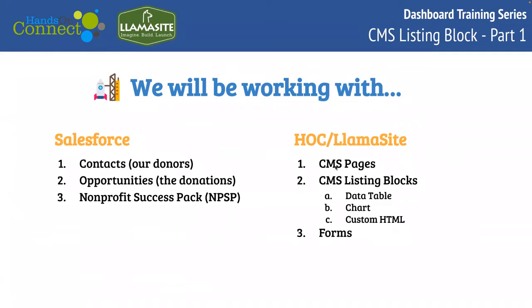So what will we be working with? On the Salesforce side, we're not going to be doing a lot. We're just going to be creating some list views. But just so you know, we're going to work with the contact object because that's where our donors are. We're going to work with opportunities, which are our donations. And we're going to take advantage of the nonprofit success pack in that if you have donations created with opportunities tied to a contact, it will automatically summarize that data in the contact. And you'll see how we're going to use that a little bit later.